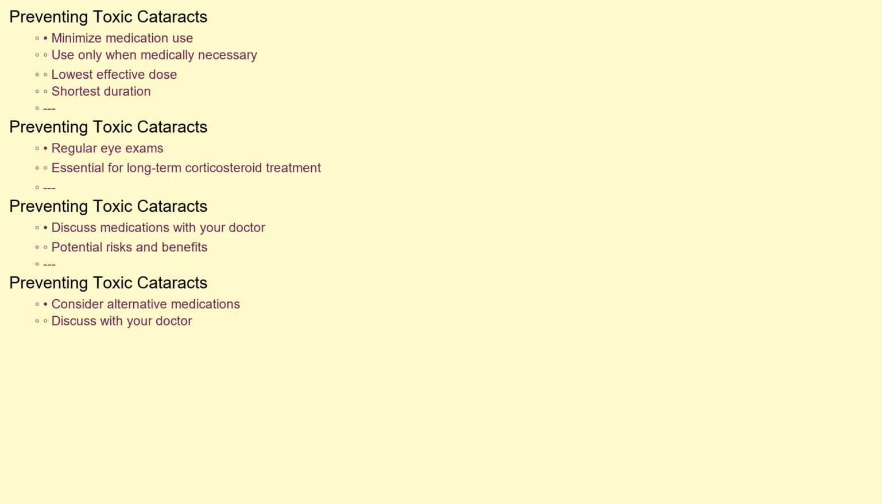The best way to prevent toxic cataracts is to use medications, especially corticosteroids, only when medically necessary and at the lowest effective dose for the shortest possible duration. If long-term corticosteroid treatment is unavoidable, regular eye exams are essential to monitor for cataract development. Discussing the potential risks and benefits of medications with your doctor is crucial before starting any new treatment. Consider discussing alternative medications with your doctor if available.